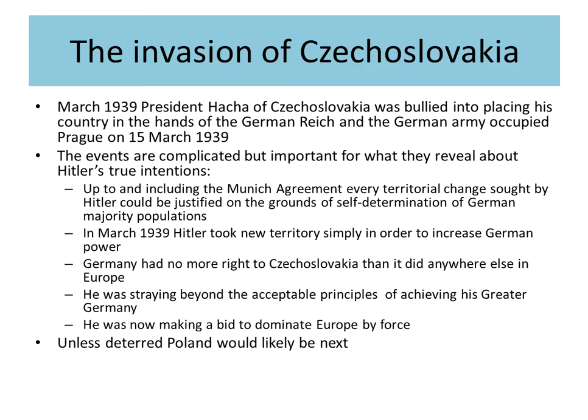However, when he invades the rest of Czechoslovakia and takes over Czechs, Magyars, a whole bunch of other ethnic groups, it becomes clear that Hitler's intentions are broader than just uniting all Germans. He's now taking over territory to increase German power. Germany has no more right to Czechoslovakia than it did anywhere else in Europe. It was now straying beyond what was considered acceptable, that is, uniting all Germans in a greater Germany. He's now very evidently making a bid to dominate Europe by force. Unless deterred, Poland would obviously be his next step. Of course, all of this is outlined in his book, Mein Kampf.